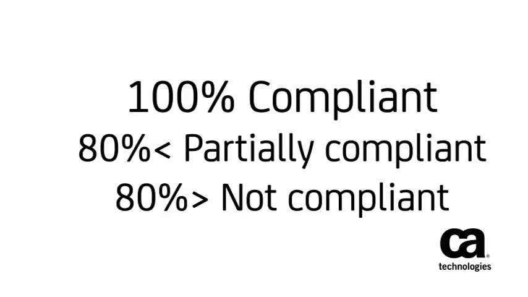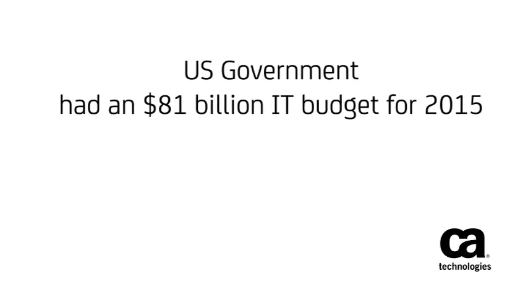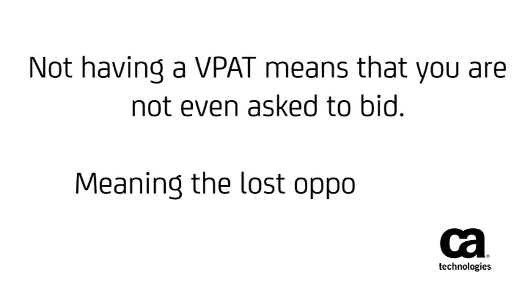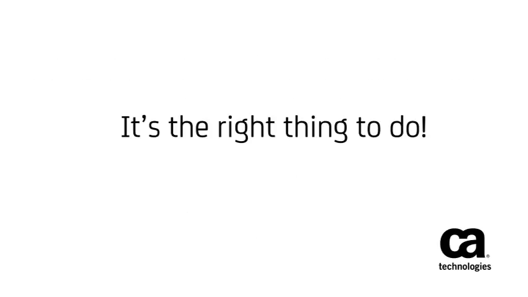Many employers, especially the U.S. government and its agencies, require their products and applications to be Section 508 compliant. And the U.S. government had an $81 billion budget this year just for IT. Meaning, in theory, you can be a Fortune 500 company with just a single customer, the U.S. government. Not having a VPAT for your product means you aren't even invited to the bidding table, which means it's hard to even quantify the missed opportunities by not having a VPAT.